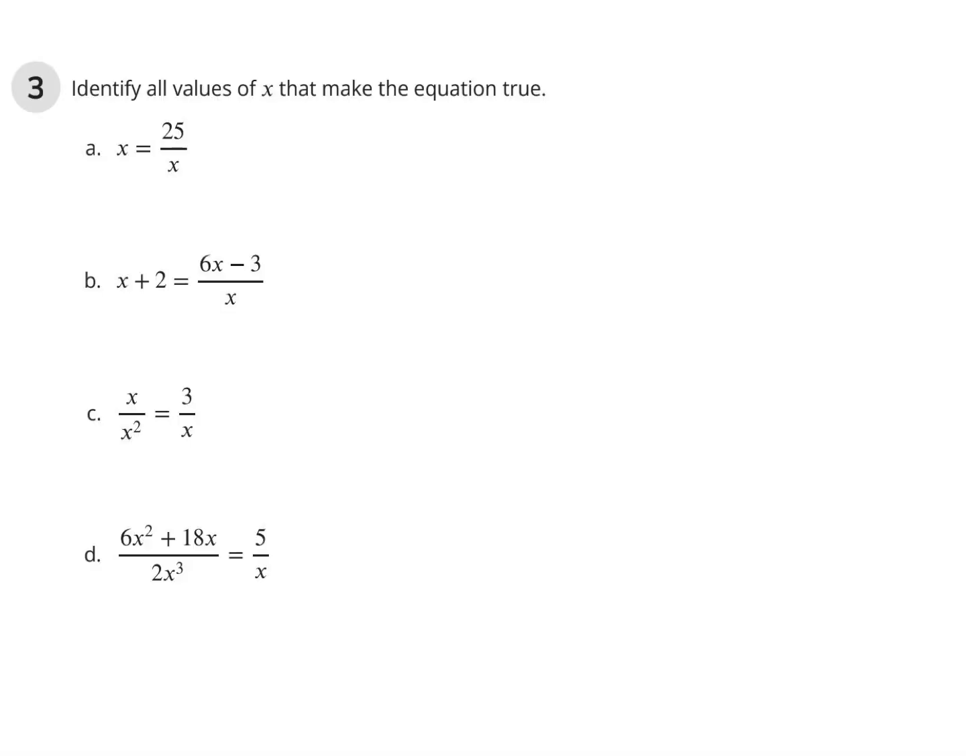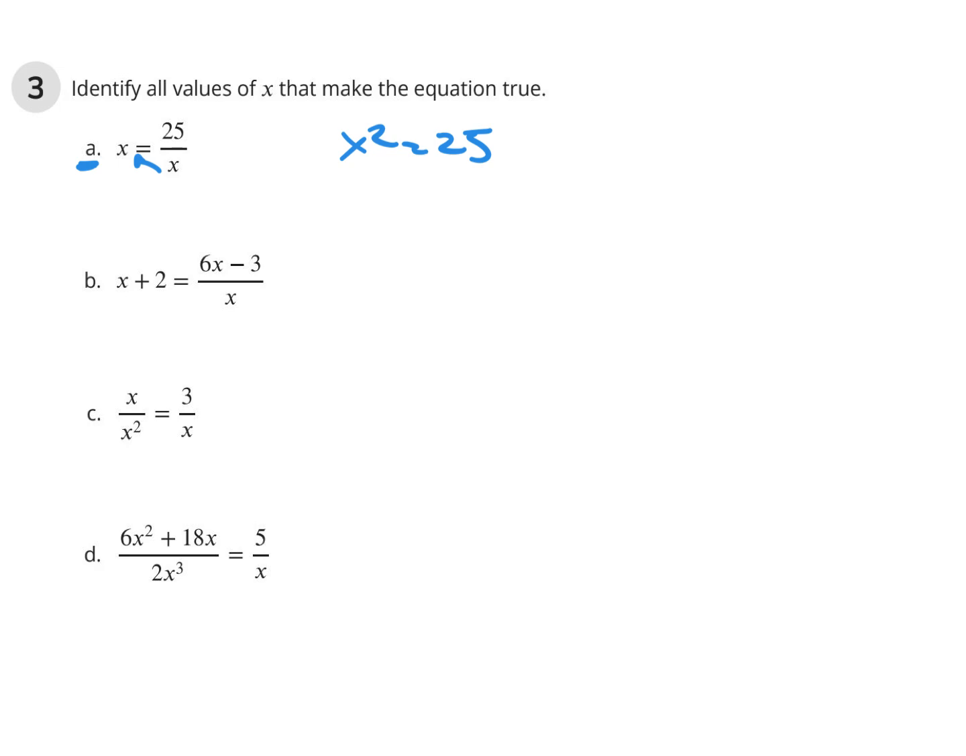All right, we're working on problem number 3 here. We're going to do this on each page. The first thing we're going to do is identify all values of x that make the equation true. Cross multiply, we get x squared equals 25.